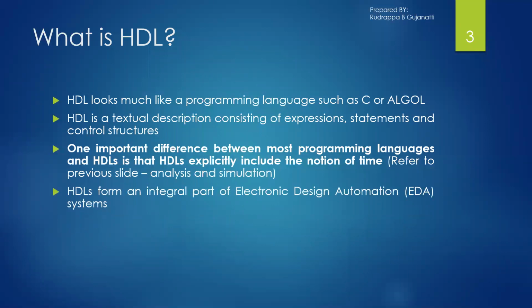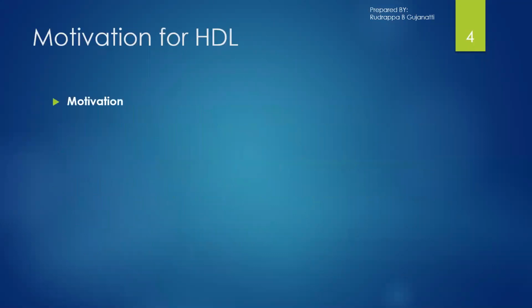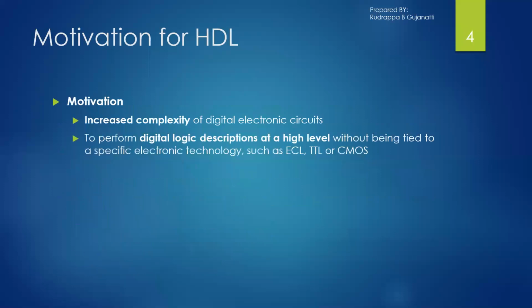Next, we discussed where all it can be utilized, like ASICs and microprocessors, for building these complex circuits. We can use HDL for these things. And what is the basic motivation of HDL? Again, we discussed how IC technology grew from a small scale to a very large scale integration. So now it is ultra large scale integration. That is how it came about.